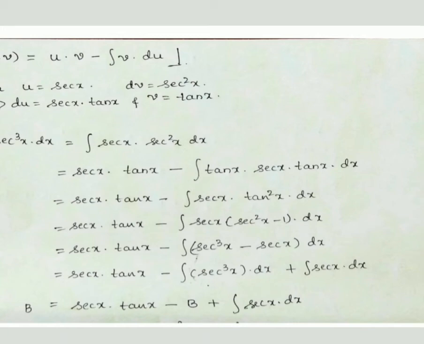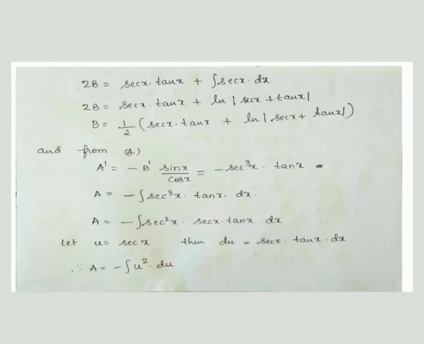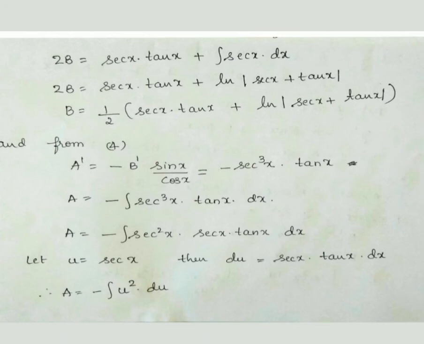Now the integration of secant cube x, what we have taken as the b value, is it? So b is equal to secant x into tan x minus, now what is the integration of secant cube x into dx? That is again b, plus integration of secant x into dx. Now I will bring this b from the RHS to the left hand side. So that will get plus now. So b plus b is 2b. 2b is equal to secant x into tan x plus integration of secant x into dx. Or otherwise 2b is equal to secant x into tan x plus, the integration of secant x is ln of secant x plus tan x. Or otherwise again b is equal to, now secant x into tan x, 2b is equal to these terms.